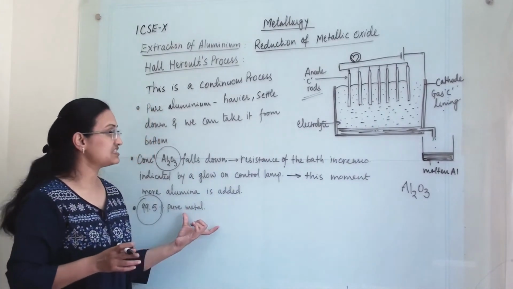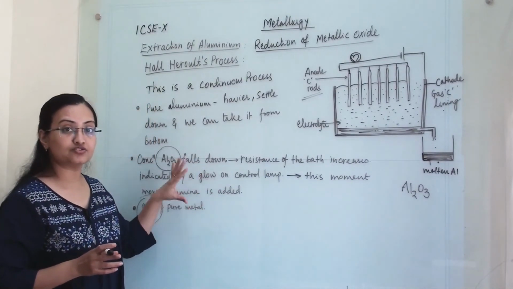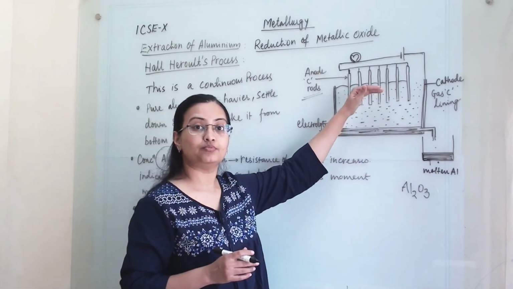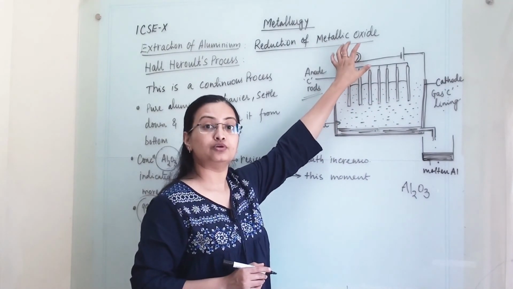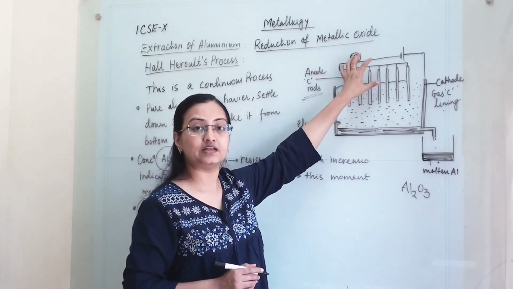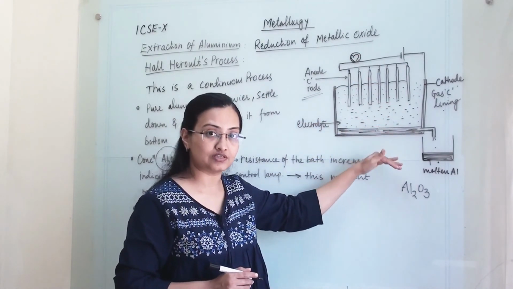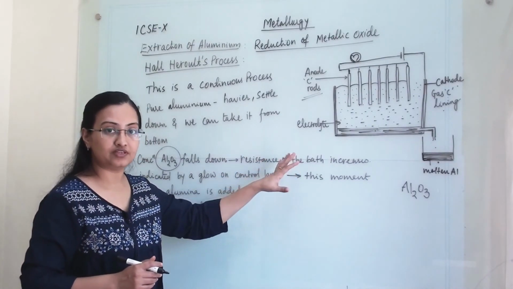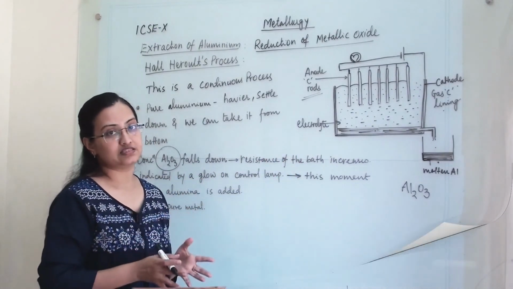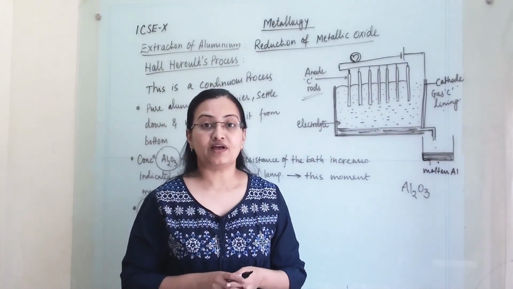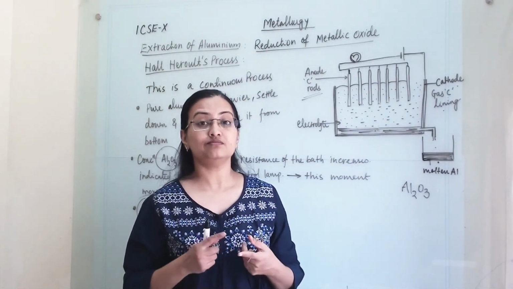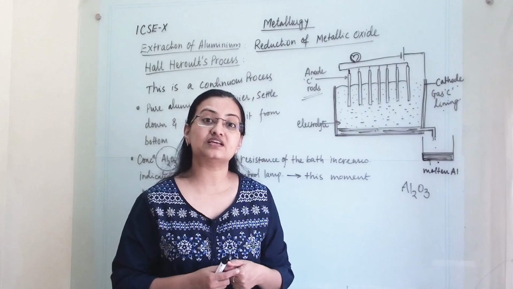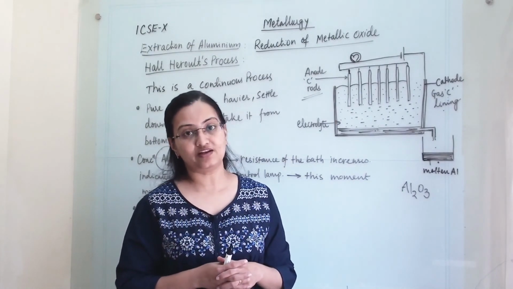So here we have discussed why this process is continuous. Once the concentration of alumina becomes lower, the resistance of the bath will increase, and this bulb will glow and indicate that the concentration of alumina has fallen. So we can add some more Al2O3 into the electrolytic cell, and again this process will start. So this is all about the extraction of aluminum, and we have seen the two main processes: Hall-Heroult's process of electrolytic reduction, and earlier we saw Bayer's process of dressing the alumina ore.